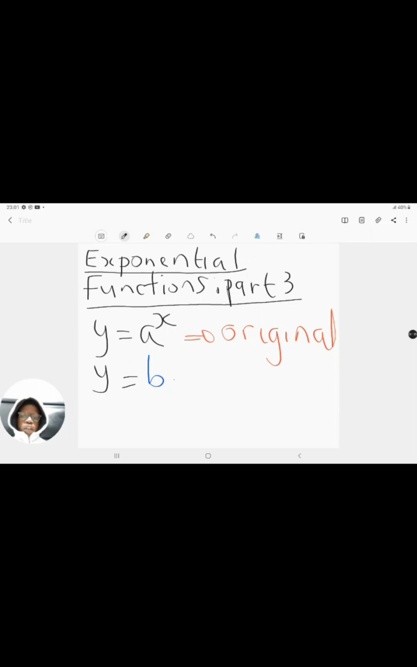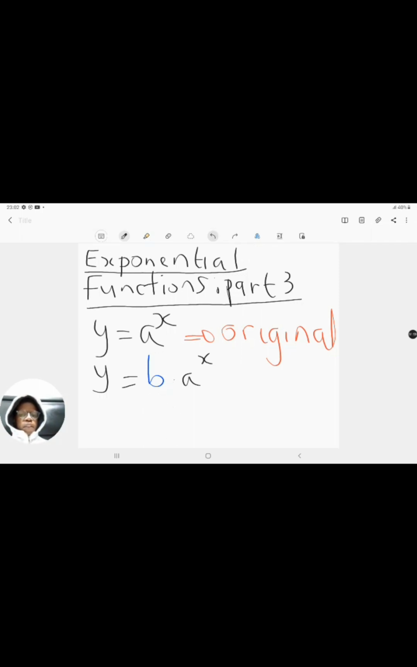We saw the effect of b on the exponential graph: it is a scaling factor. It scales the graph either up or down by a factor of b. All the y values that you get from your original graph, which is defined by a to the power of x, will be multiplied by a factor of b. That is the influence of b, and we dedicated an entire video to studying that.